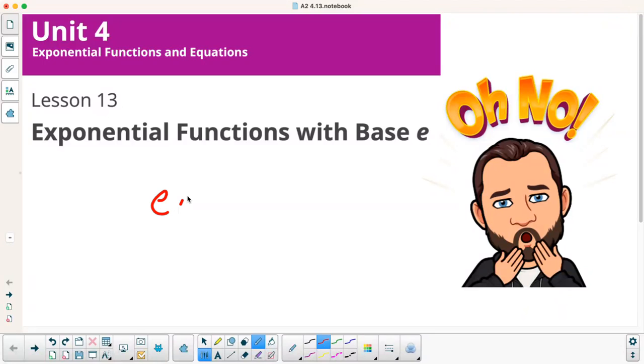e is approximately 2.718, and it keeps on going. It doesn't repeat. It does not terminate. We learned what it comes from in the previous lesson, which I believe was 412. So if you're not sure where that comes from, go back and watch that video.